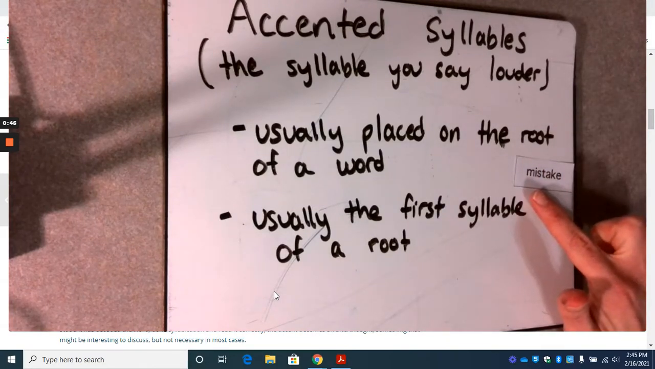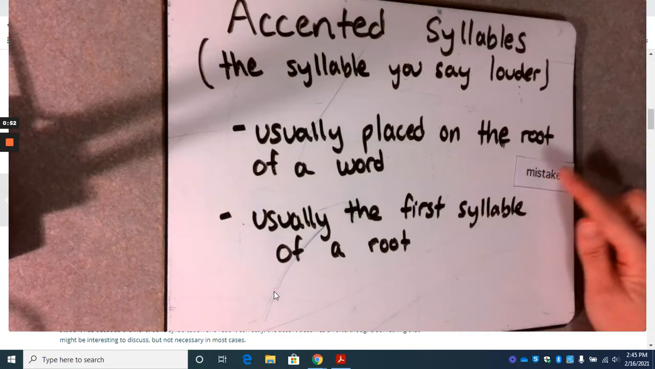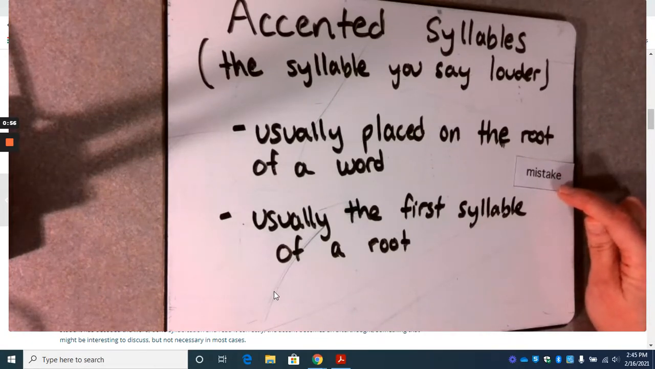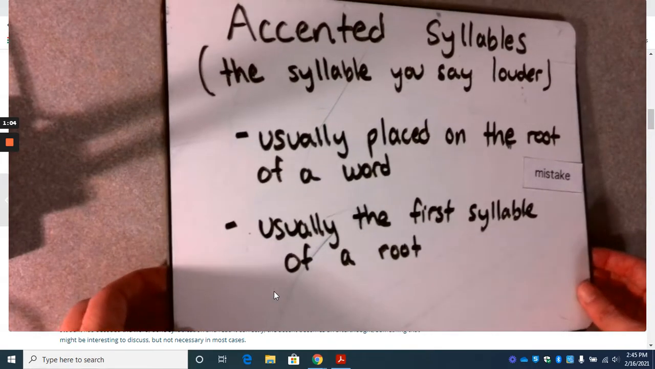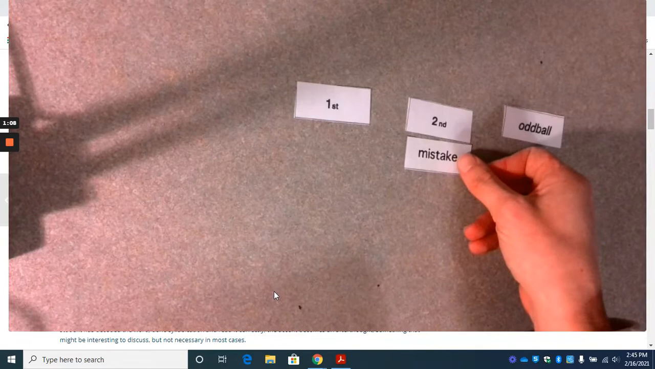Miss is a prefix. Take is our base word. So when I say the word mistake, that second syllable is where my root is, and that's my base word, and that's the part of the word I say louder, okay? So if I were to use my word sort patterns for this one, I would be placing it underneath the second syllable.